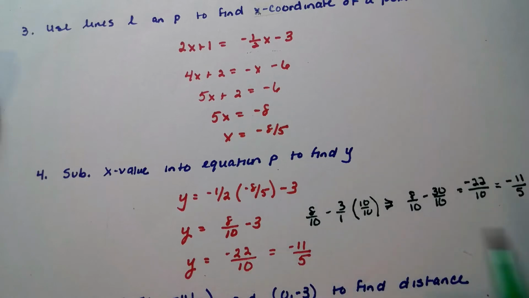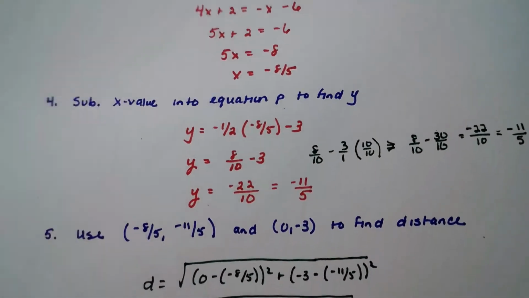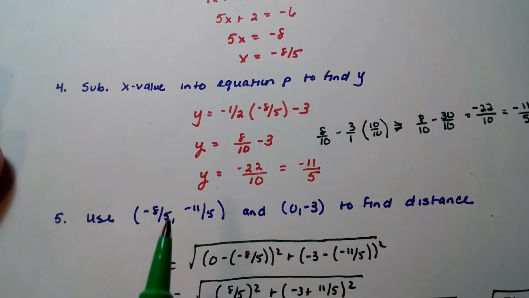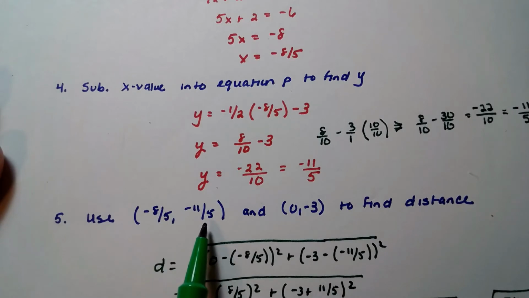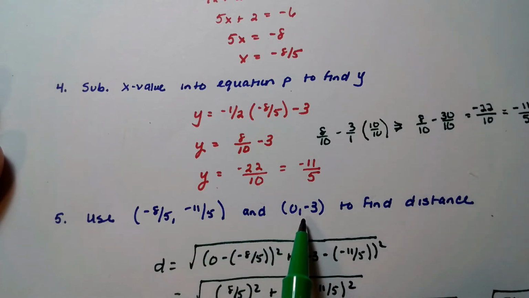Okay? So now what I have is this point that I found, negative 8/5, negative 11/5. That's on the red line, or yeah, on the red line L. Okay? And I'm going to use that along with the y-intercept that I used to begin with, 0, negative 3, and I'm going to plug that into the distance formula.